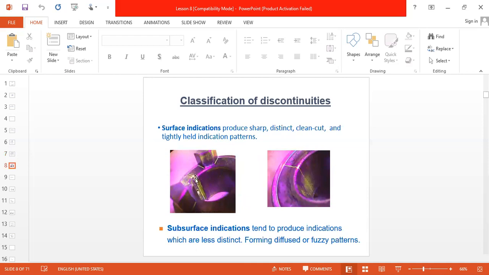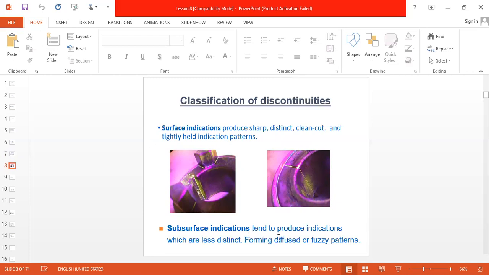Now see here, the indication is seen very nicely. A sharp surface indication produces a sharp, distinct, clean cut, and tightly held pattern. Why a tightly held indication? Because a strong magnetic field will appear on the surface of the job, since the defect is open to the surface. So many lines of force come out of the job, and there is a strong leakage field. If the leakage field is strong and you apply iron particles or ferromagnetic particles there, then the powder will be held tightly. But in the case of a subsurface defect, only some of the lines of force come out, so the field will not be as strong as compared to a surface indication.